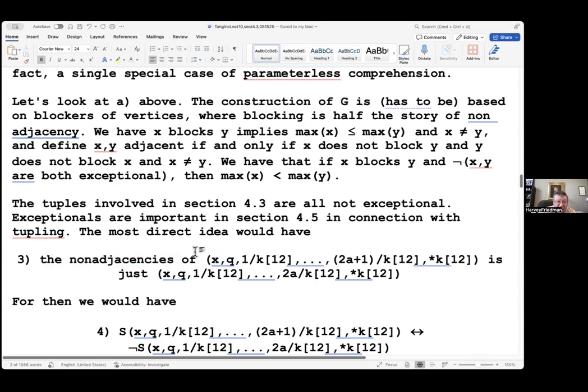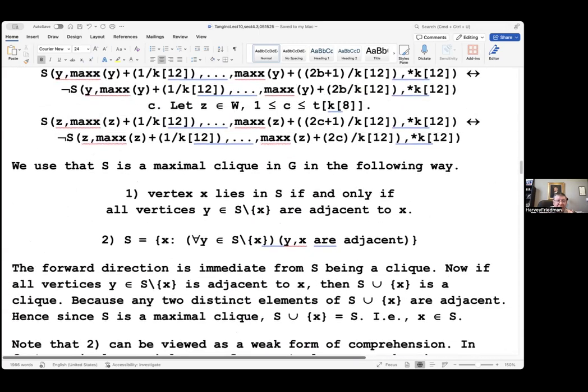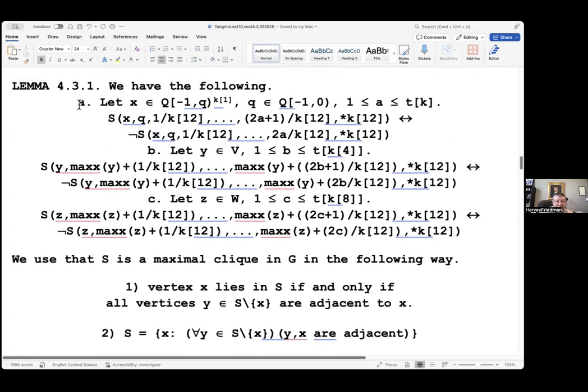So the most direct way to prove this negation reduction thing that I was talking about would be if the non-adjacencies of this thing are just one thing, namely this. That would be the way to do this, because then we would automatically have S holds of this if and only if S does not hold of that. By the way, this is exactly what we're trying to do, right? If you go back up here, this is exactly here. Look at 1A. This stuff is very similar. You don't worry about this. This is what we're trying to do, right? We're trying to arrange for this.